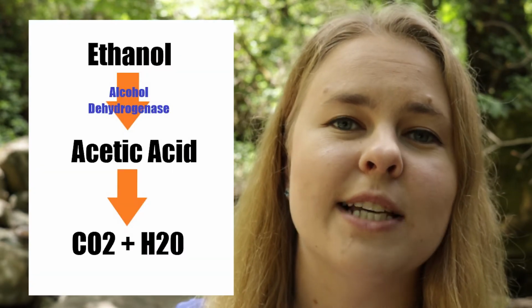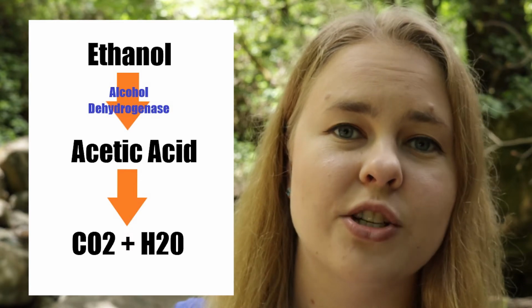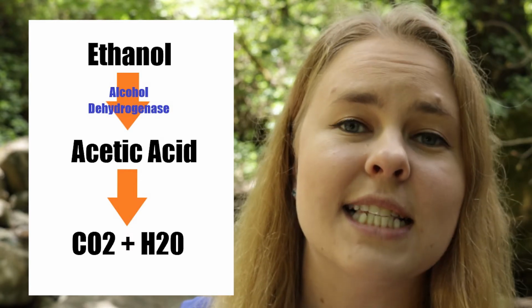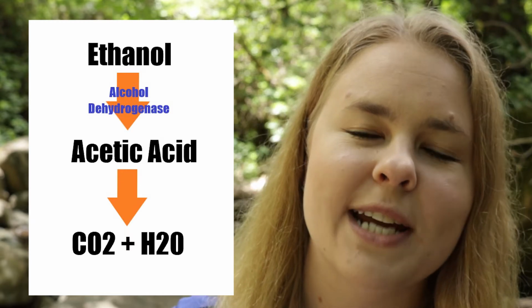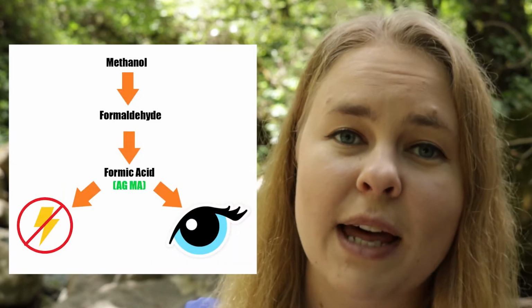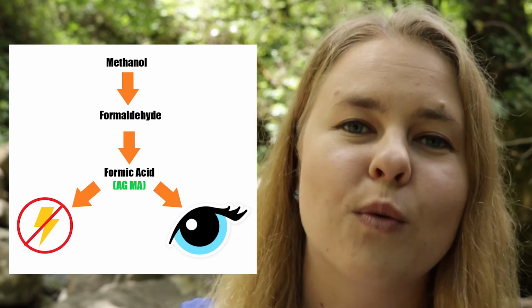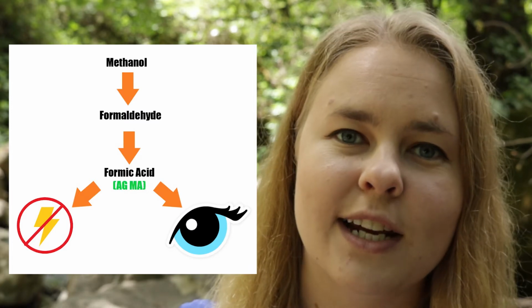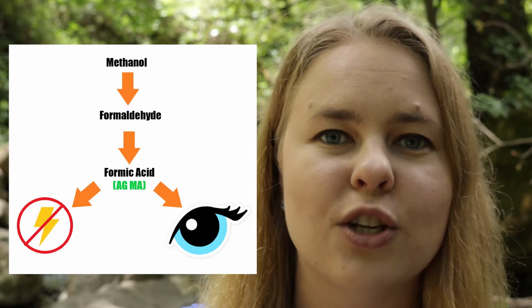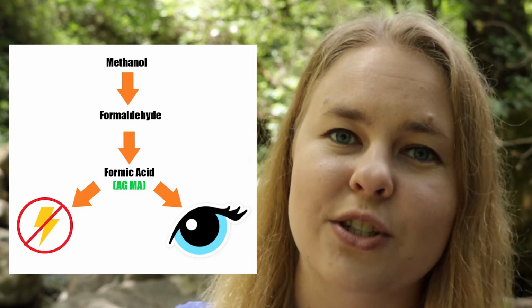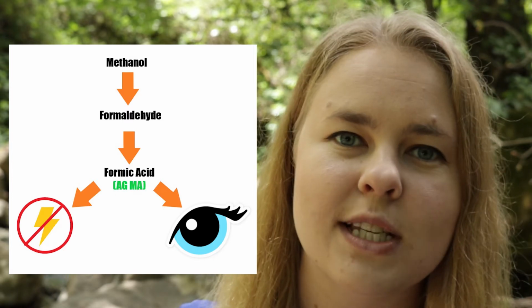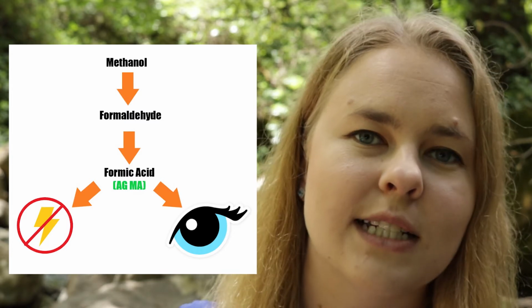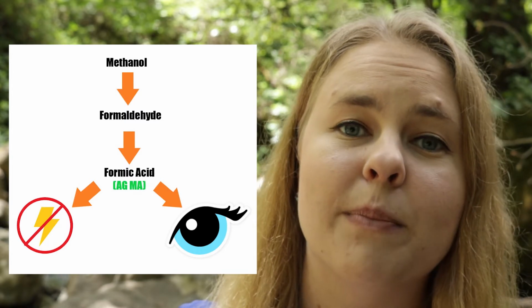Ethanol is metabolized with the enzyme called alcohol dehydrogenase into acetic acid. Acetic acid ultimately becomes carbon dioxide and water. Alcohol dehydrogenase is a super cool enzyme because it can actually metabolize all sorts of alcohols. When it metabolizes methanol, it forms formaldehyde, which ultimately becomes formic acid. Formic acid is the acid that contributes to the anion gap metabolic acidosis that you see in this type of overdose. Formic acid also is toxic to mitochondria and prevents ATP production.